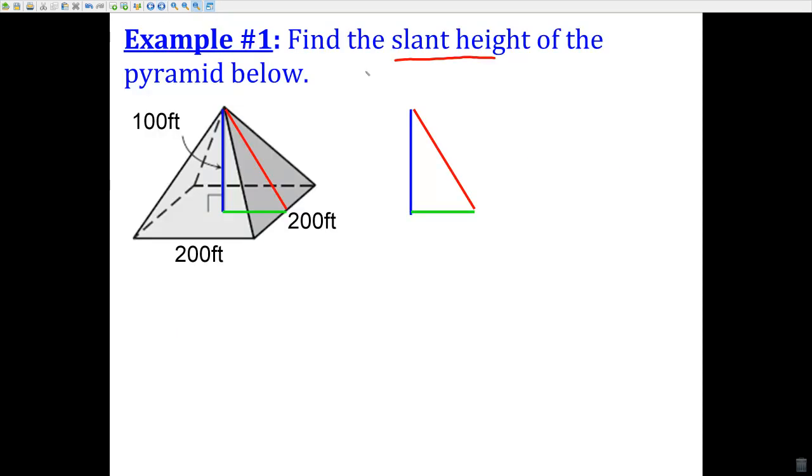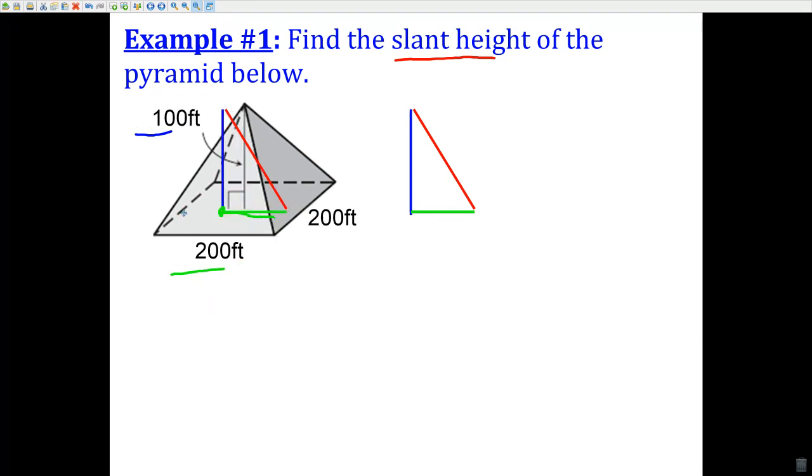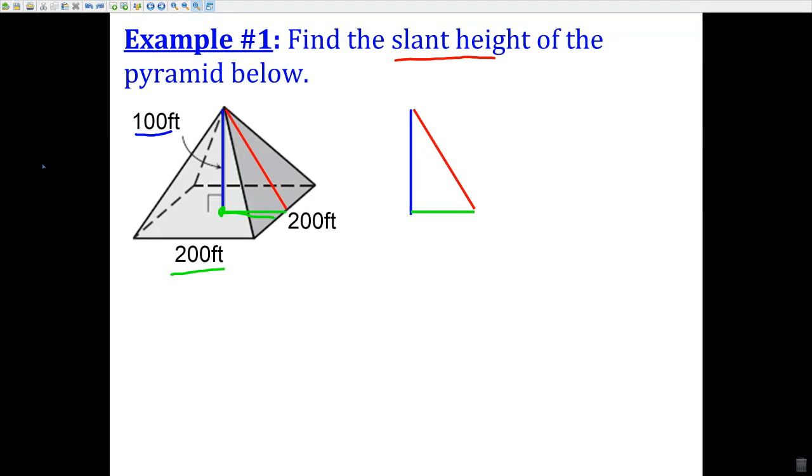All right, find the slant height of the pyramid below. All right, so looks like they give us the height, that blue line is 100. Okay, they also give us this green line. Right, see this? Okay, now that green line's not 200. If you remember what I said before, this height comes right down into the middle, which means that if this whole side is 200, that means that from here to here must be half of it, just like this. So if that's half, shouldn't that also be 100?